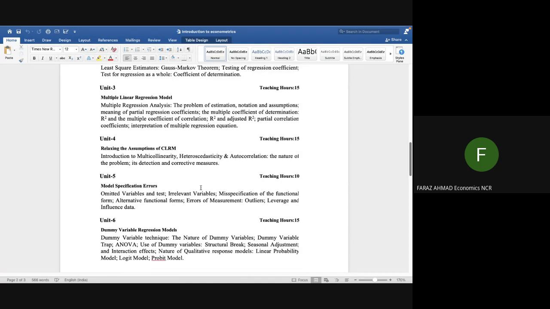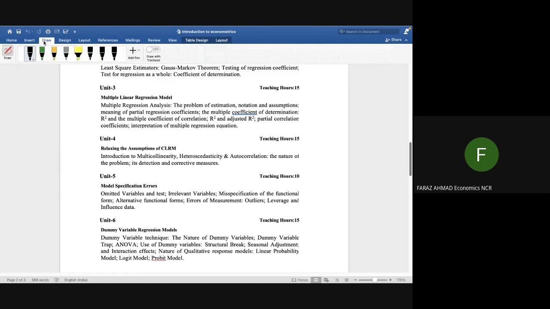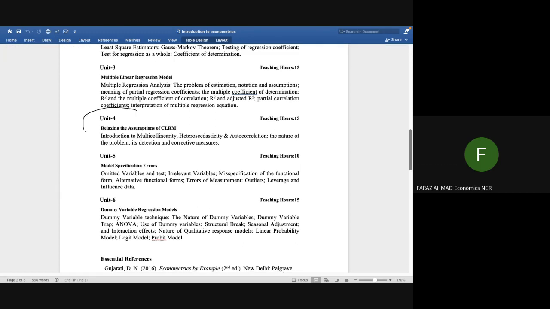Unit 4, relaxing the assumptions of classical linear regression model: introduction to multicollinearity, heteroscedasticity, autocorrelation, the nature of the problem, its detection, and corrective measures.